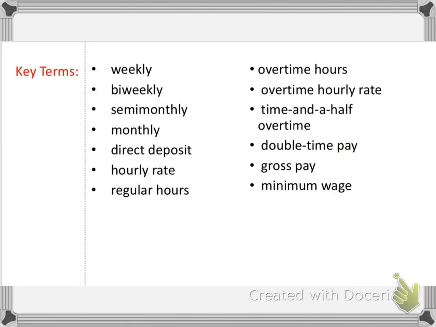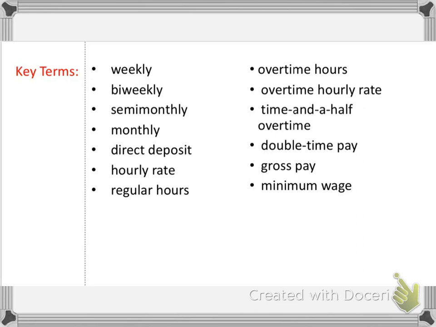So here's some key terms you have to understand. The first one is weekly. Basically, there's 52 weeks in a year. Bi-weekly means you get a paycheck every 2 weeks. So if there's 52 weeks in a year, that means you're going to get 26 paychecks. Semi-monthly, semi just means 2. Semi-monthly would be you just get paid twice a month. So if there's 12 months, that means you would get 24 paychecks.